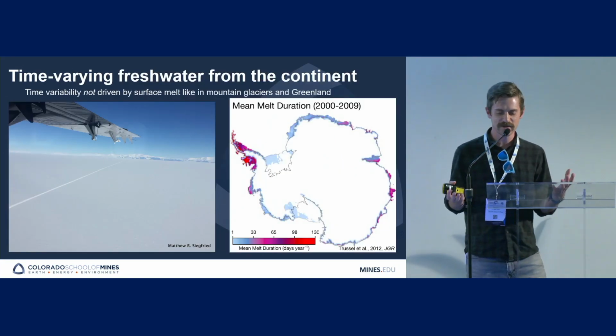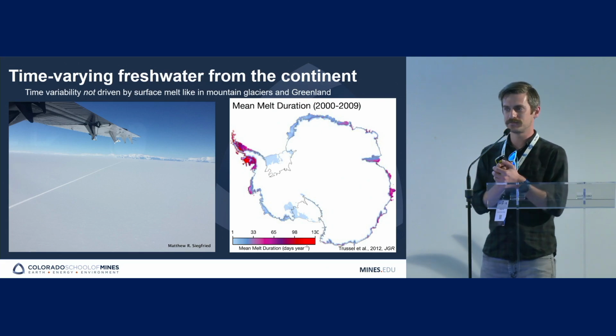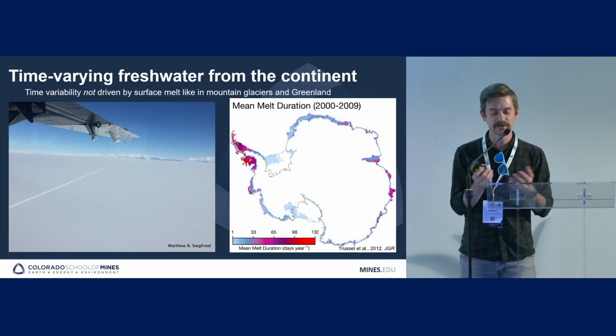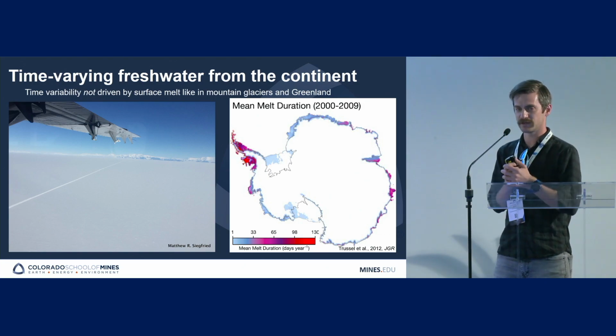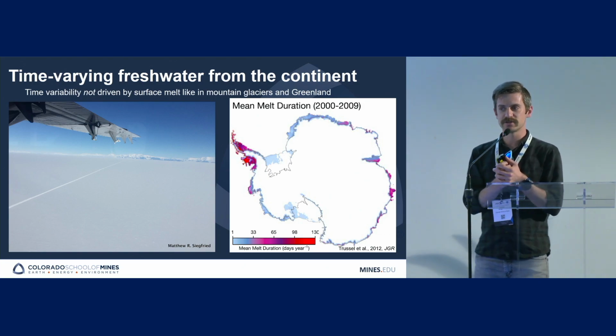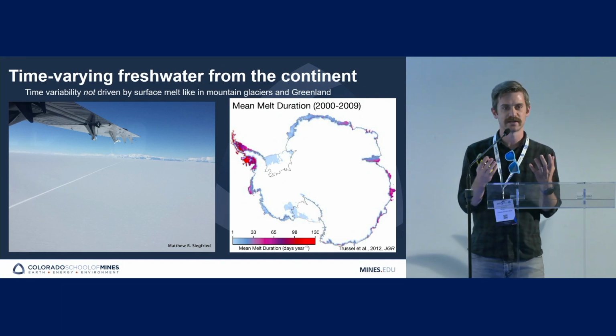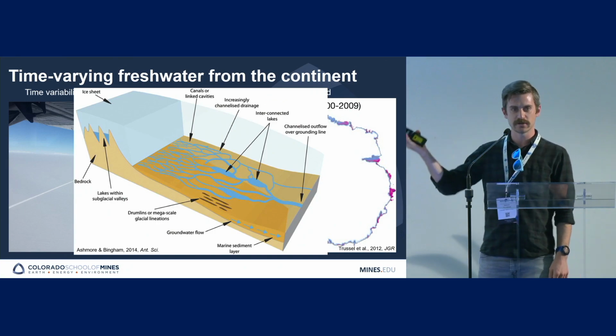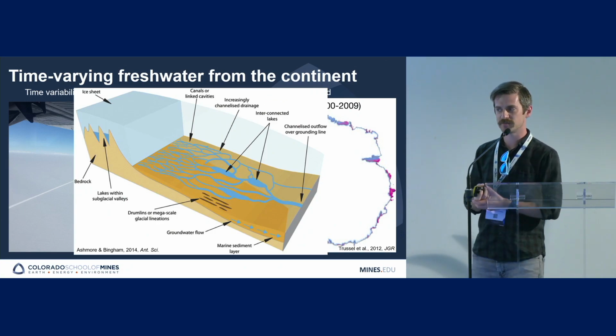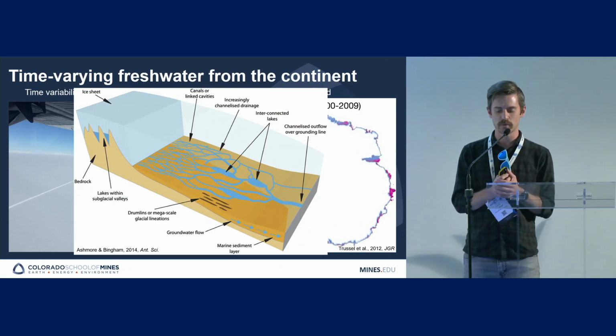When we think about time variability of the subglacial water systems beneath Antarctica, you always need to remember this is not surface water like you would get in Greenland and mountain glaciers, and there are no real projections that say that's going to change anytime soon. And so you really need to peel the ice away and think about the processes going on at the ice bed interface. That's the only place we're creating water here.